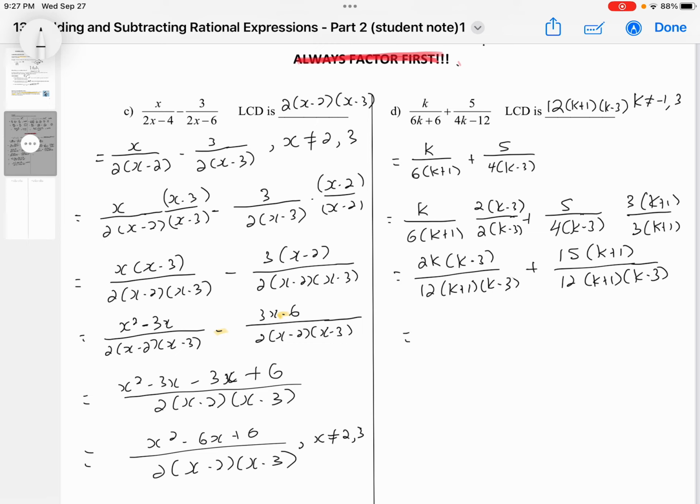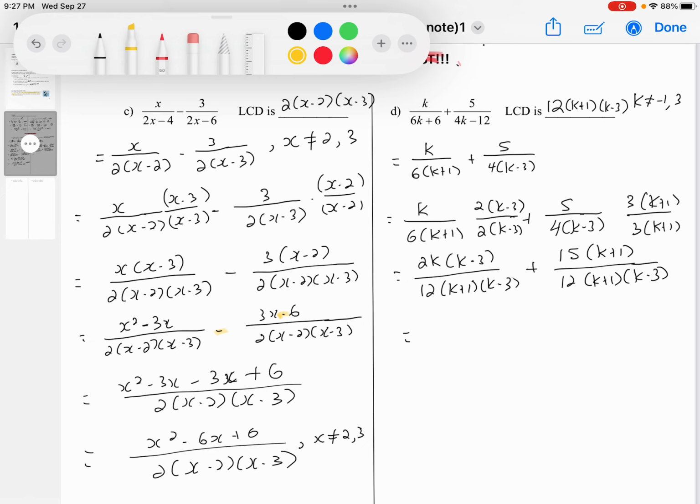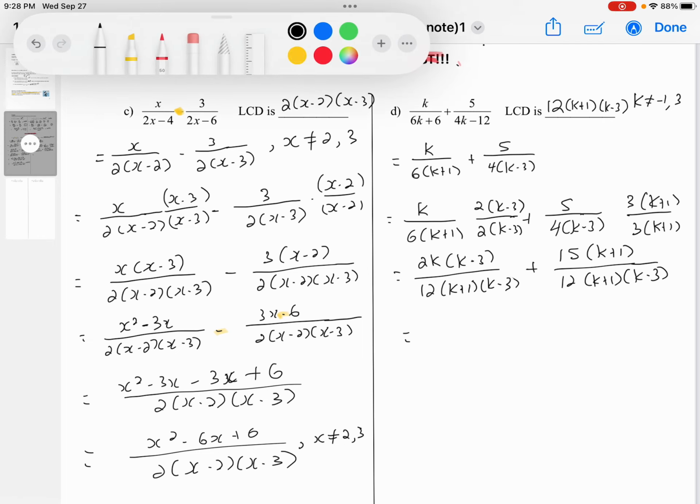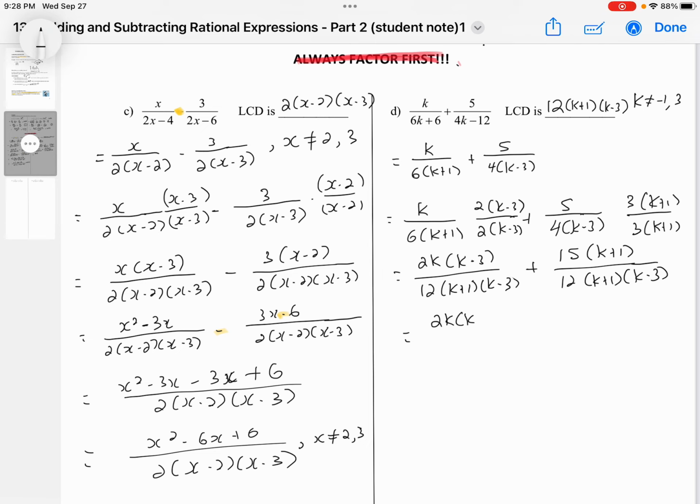Now, listen. You can shorten these down when they're adding, which is less dangerous. I hope you saw over here, and I'm going to hit the highlighter again and go back and go right there. When you have a minus in between there, that's big trouble. Plus is a little easier because I can totally go like this: 2k, k minus 3 plus 15, k plus 1 over 12, k plus 1, k minus 3. I don't got to worry at all about the distribution here. It's all going to work out very good.